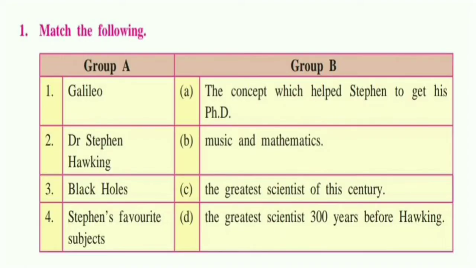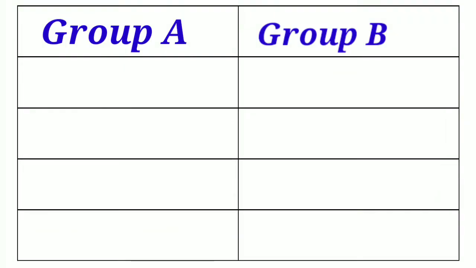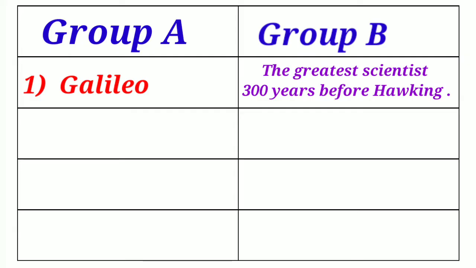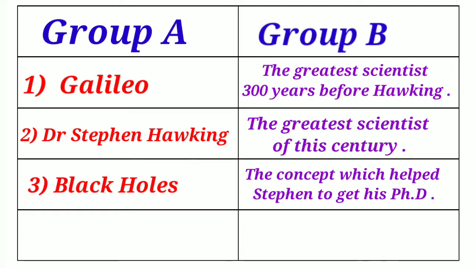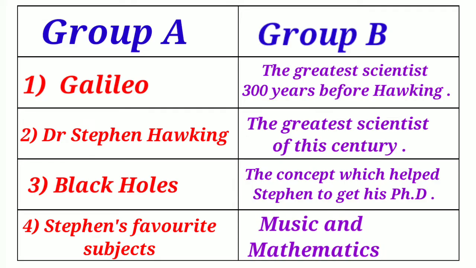Question number 1, match the following. Answer 1. Galileo, the greatest scientist 300 years before Hawking. 2. Dr. Stephen Hawking, the greatest scientist of this century. 3. Black holes, the concept which helped Stephen to get his PhD. 4. Stephen's favorite subjects, music and mathematics.